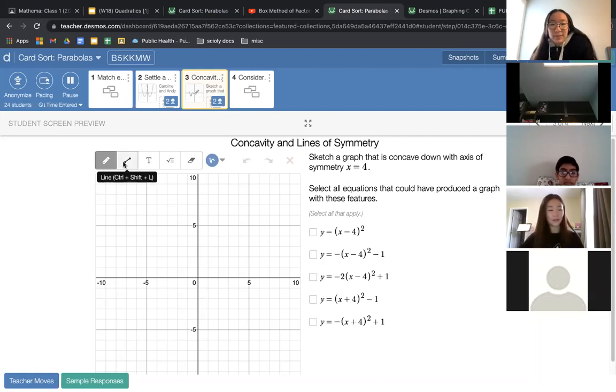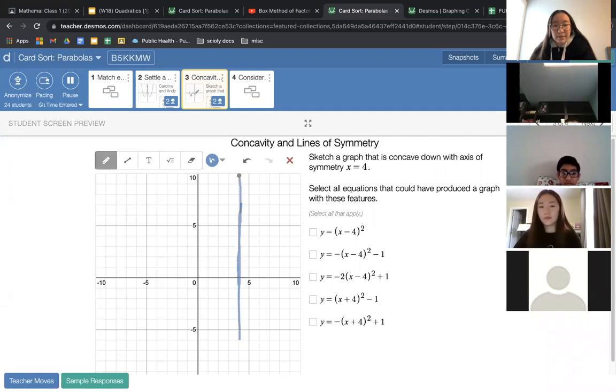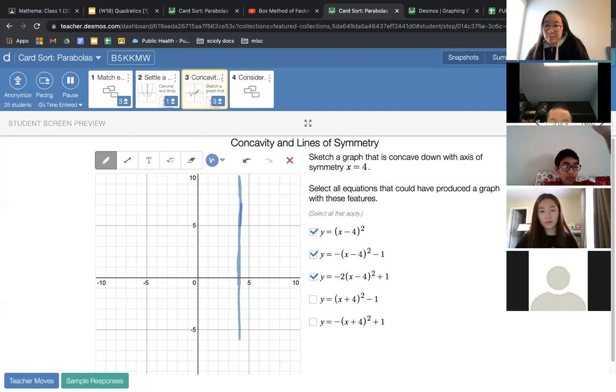So this graph has to have an axis of symmetry at x equals 4. So that would be here. And since I did show the answers, what we're going to do is a little bit different. So this is x equals 4. And as you can see, these are the equations that produce a graph with a line of symmetry at x equals 4. So can anyone explain why that is the case, or how you can know that from looking at the equation?